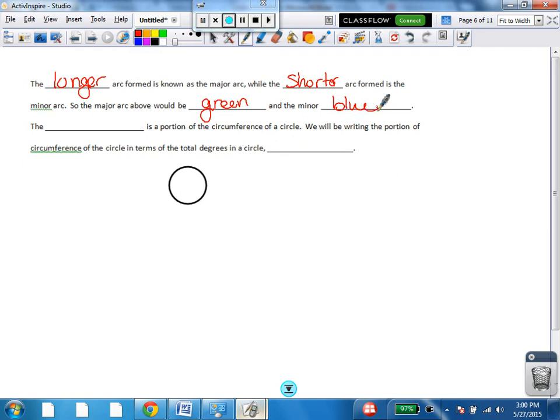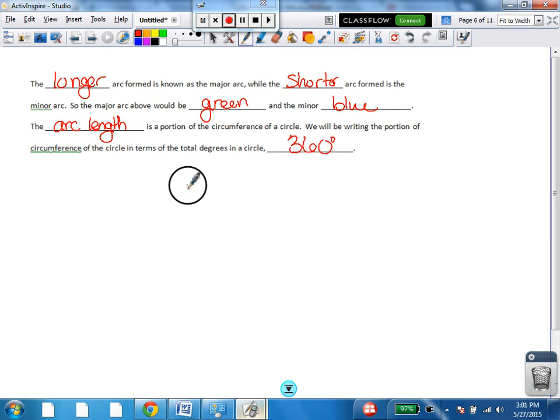Now, next concept we're going to talk about is the arc length. Now, the arc length is a portion of the circumference of a circle. So we'll be writing the portion of the circumference of the circle in terms of the total degrees in a circle. So in a circle, we have a total of 360 degrees.